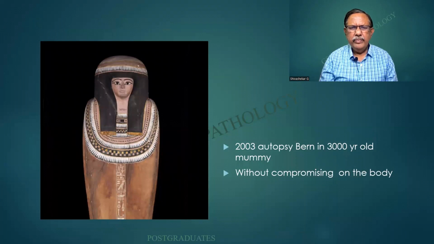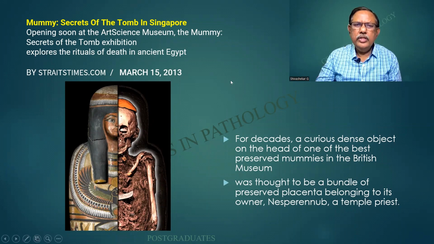Who is this? It is not as late as I had projected in the first slide. This is a 3,000-year-old mummy that has been found again in Bern. And without compromising on the body, an autopsy could be done on this. Incidentally, what you are seeing is not the body itself, but an engineered woodcraft that covers the mummies of yesteryears. So this is what I had been explaining in the previous slide.